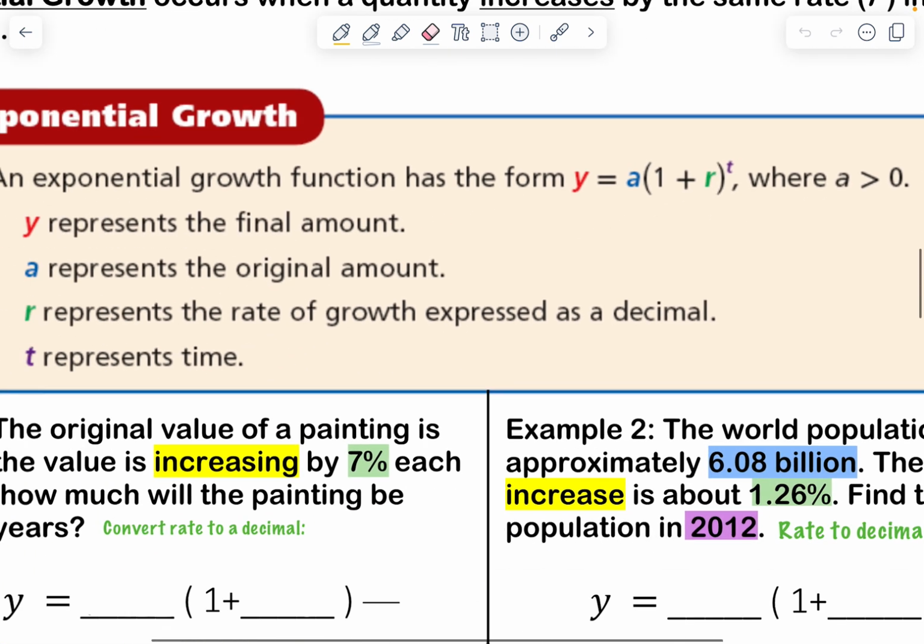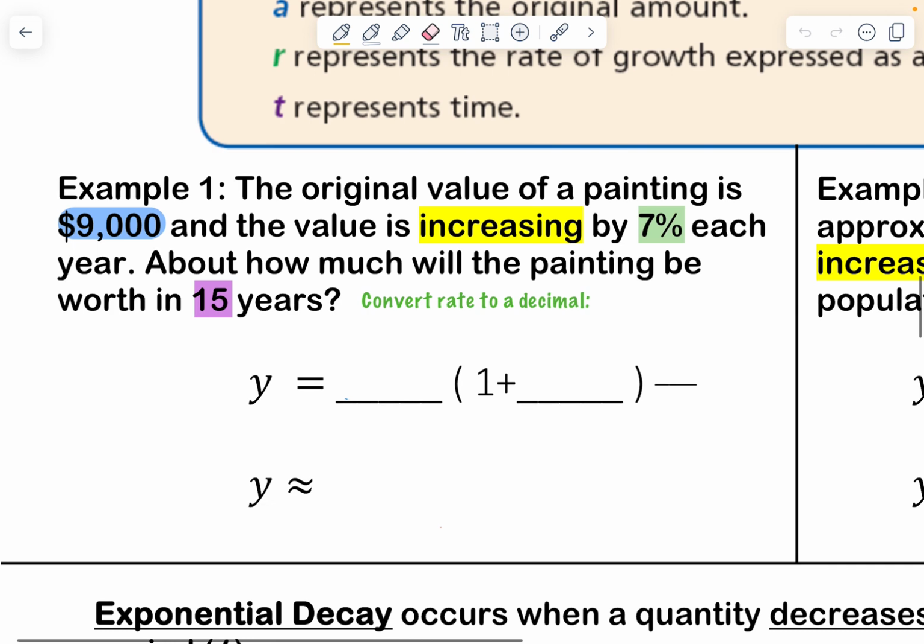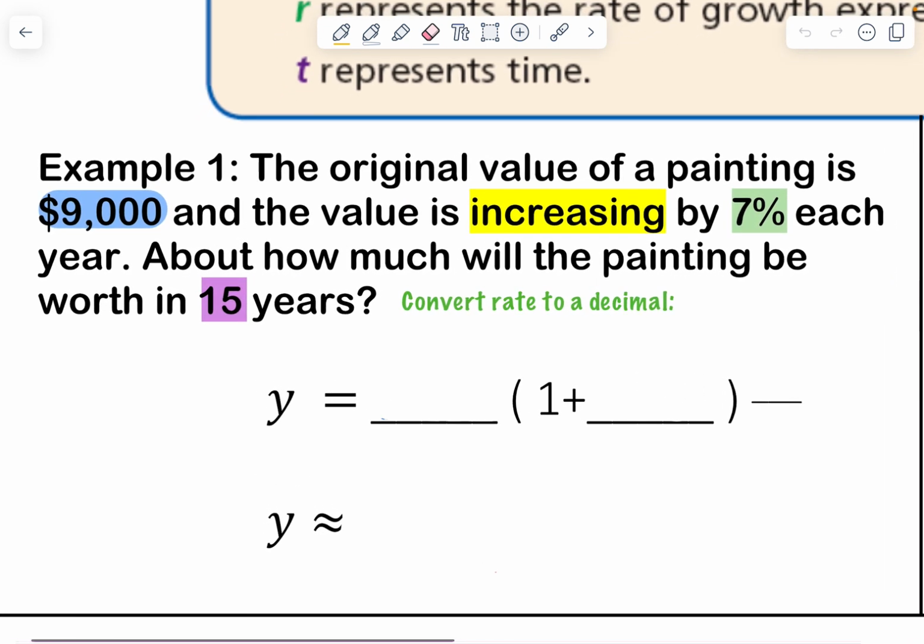So let's look at two examples. The first one, we have a painting. It's worth $9,000 and it's getting more and more valuable as time goes on. The value is actually increasing 7% each year. We want to know, if we wanted to resell this in 15 years, how much is it going to be worth? So the first thing I notice is the 9,000. That is our initial amount. That's what we're going to put first. Again, like I mentioned in part one, whatever you're starting with in the problem, that's what you should be starting with in the formula or the equation.